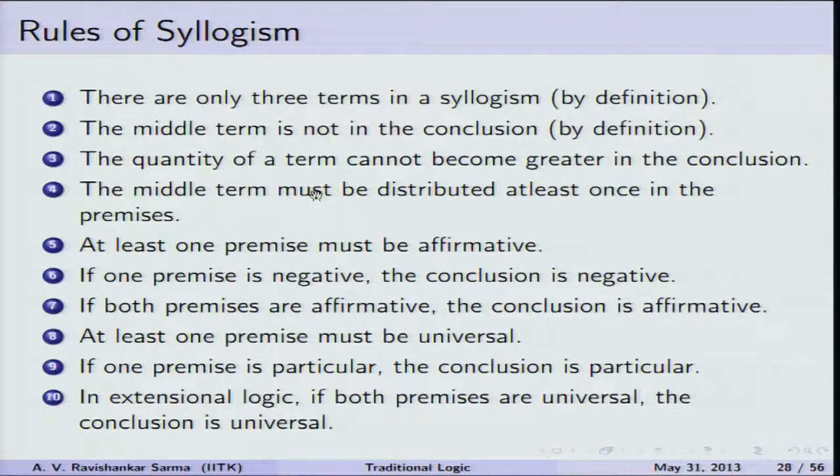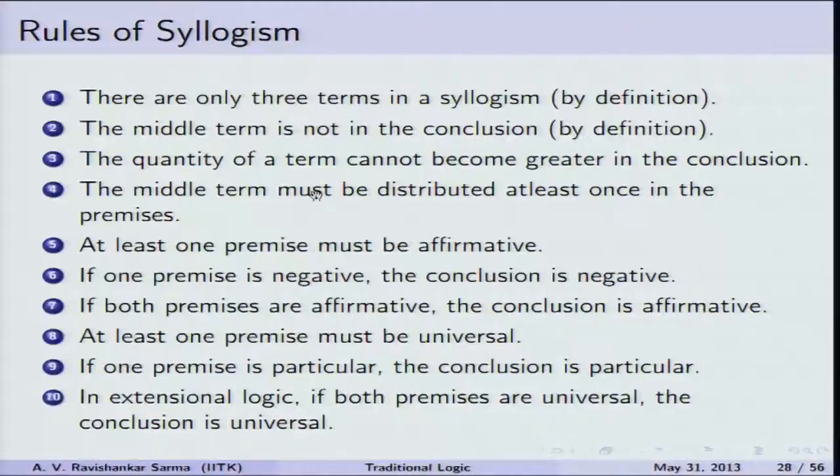The second rule is that the middle term is not in the conclusion. The middle term never occurs in the conclusion; it occurs only in the premises. If by chance the middle term occurs in the conclusion, then there is something wrong with the arrangement of the propositions, and it is not permitted, first of all, to be treated as valid or invalid.